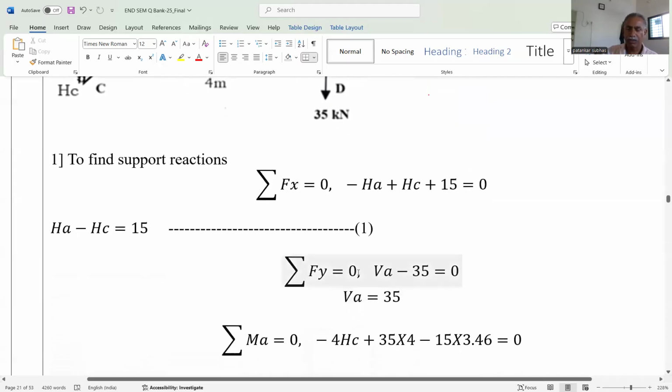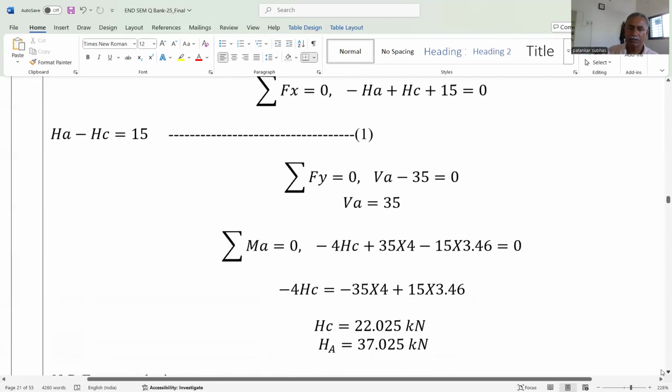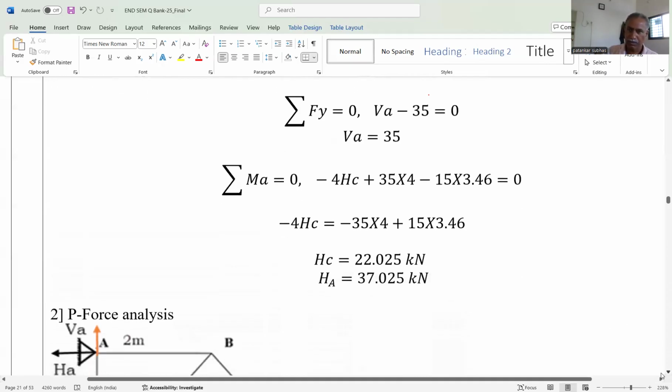Similarly, we apply summation Fy is equal to 0. Vertical reaction, say VA or RA, at support A, upward direction, minus 35 in downward direction, is equal to 0. That's why we get the vertical reaction at A as 35 kilonewton. Then we apply the moment at point A and we get HC is equal to 22.025 kilonewton and HA is equal to 37.025 kilonewton. This is the first step.